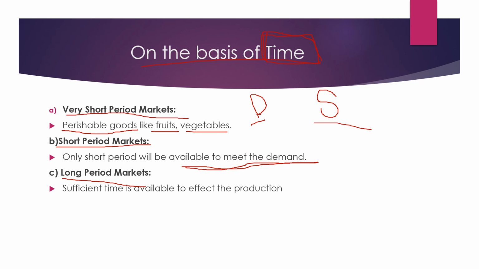And then the third one is long term markets. Long term market means sufficient time will be available for production activity. For short period market we can't have sufficient time, so here we have a lack of timing in the short period market.